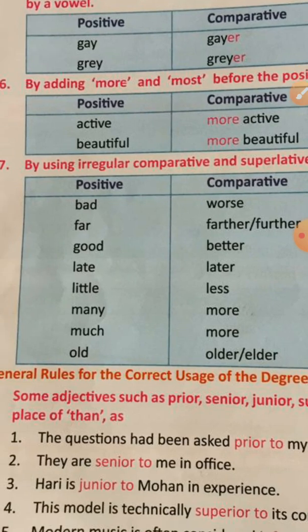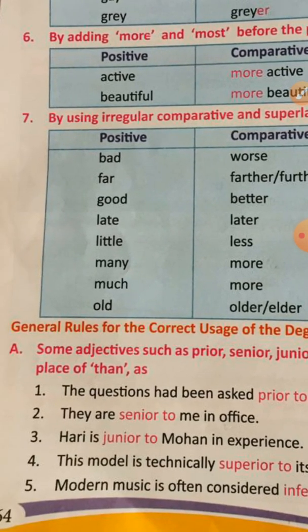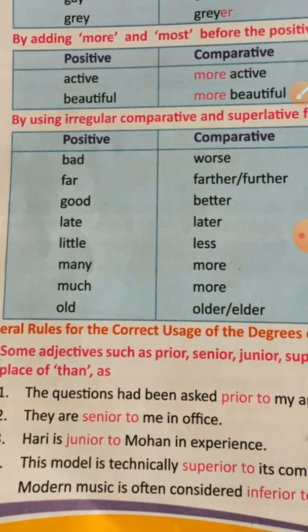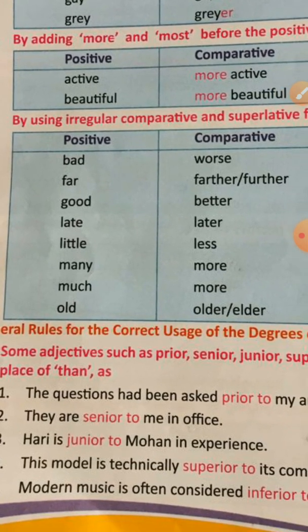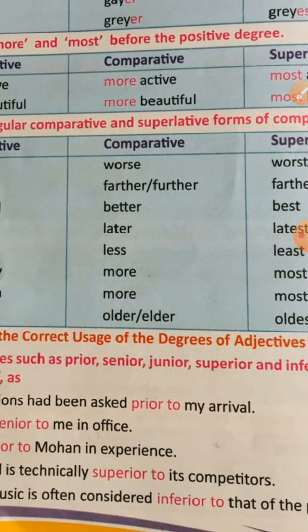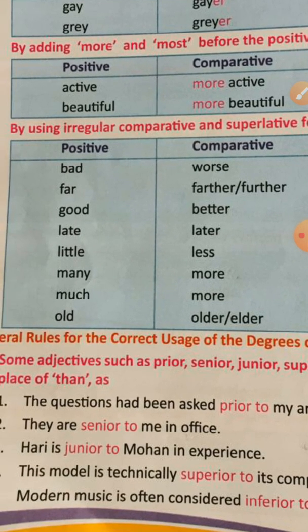Next one, the seventh one, by using irregular comparative and superlative forms. There are different words for one word, that is bad, worse, worst. Good, better, best. In that you cannot do it like gooder, goodest. So this also you have to keep in your mind.